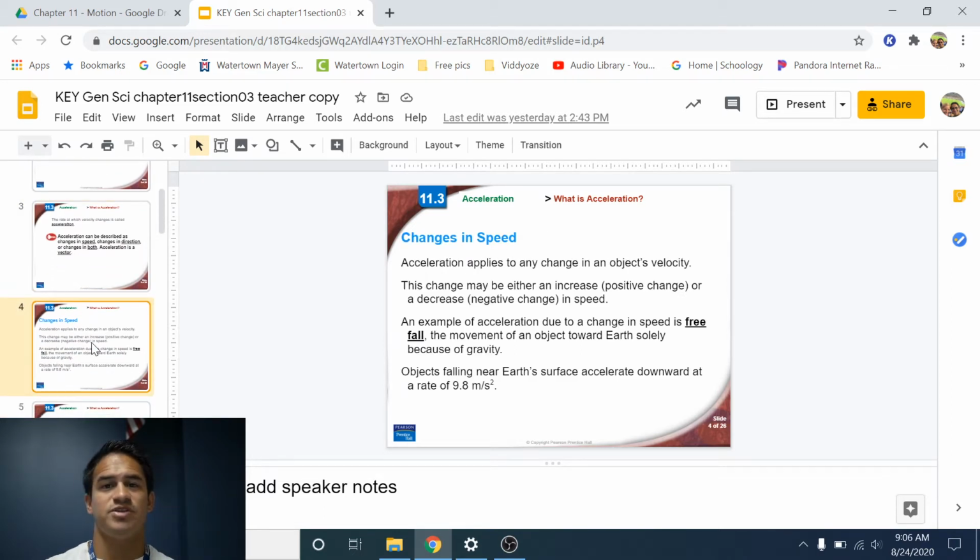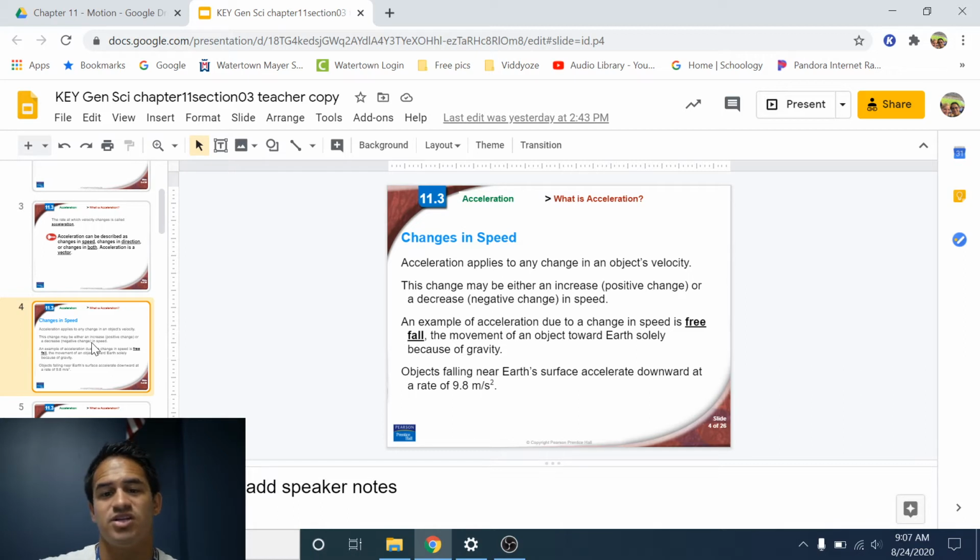Continuing on here. Now, as we just mentioned, acceleration is any change in an object's velocity. So that means that we could have a positive change, which would be an increase in velocity, or a negative change or a decrease in velocity, or I guess an increase or a decrease in speed.